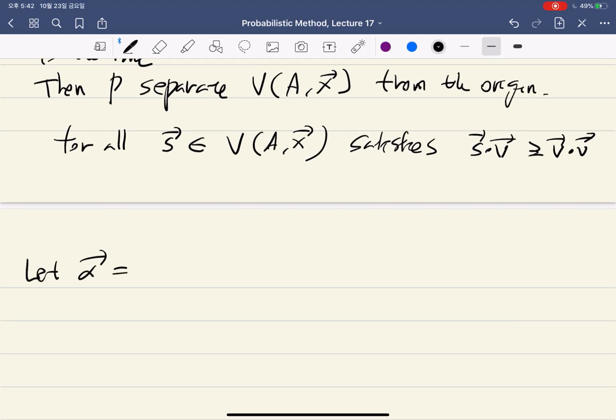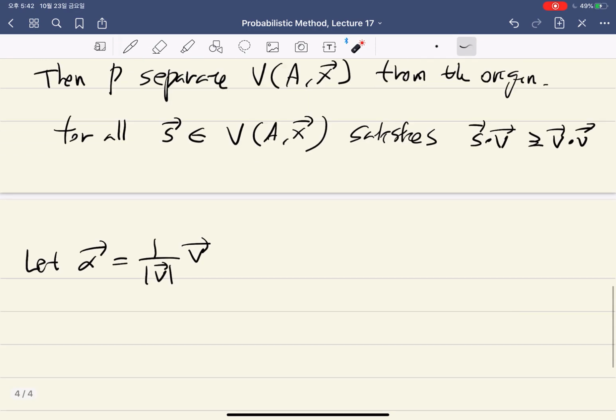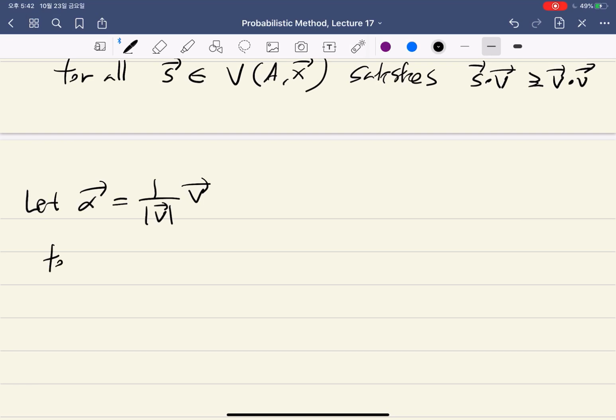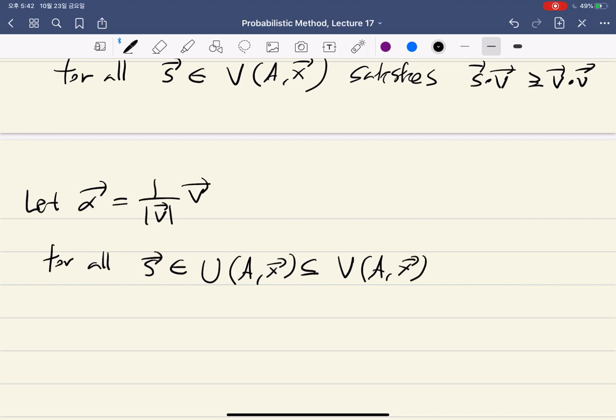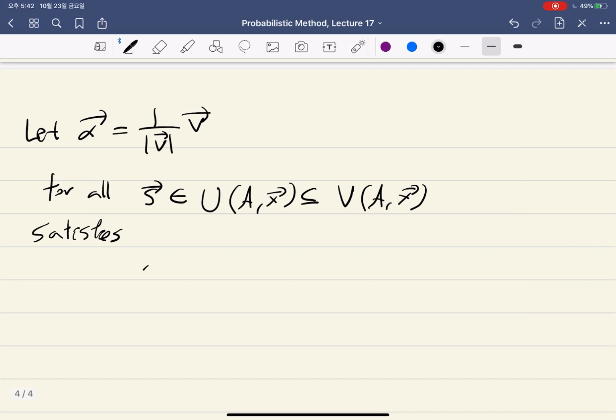So let alpha be the vector corresponding to this direction. We have to normalize this. Then all S which are in U, which also lie inside of this V, simply satisfy that alpha dot product with S is at least this, which has size the same as the norm of the vector V.